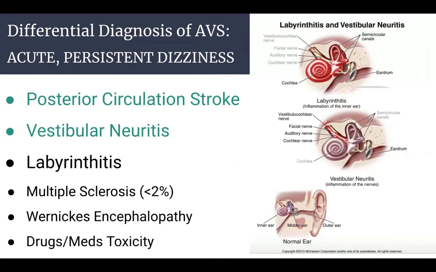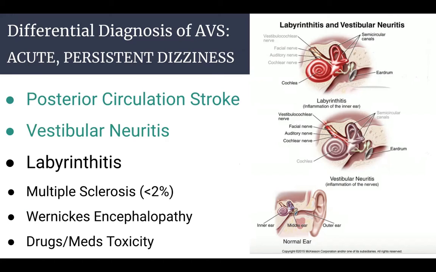All right, so a little bit more about the acute vestibular syndrome. Again, these are the patients with the acute onset and persistent dizziness. This is the category where you want to convince yourself that they do not have a posterior circulation stroke, or if there's any concerns, then you go down the algorithm to continue for testing.